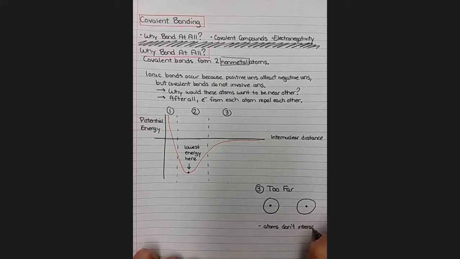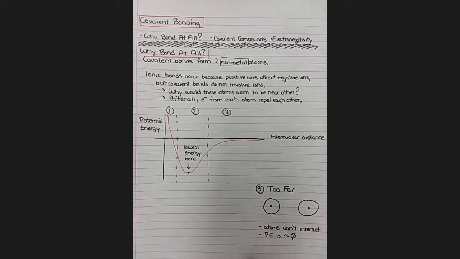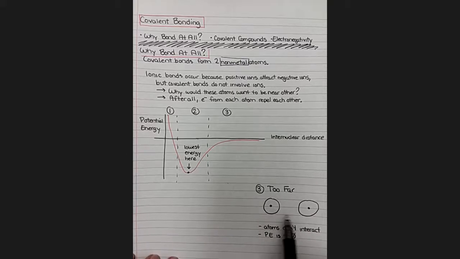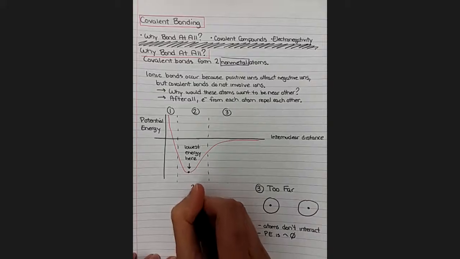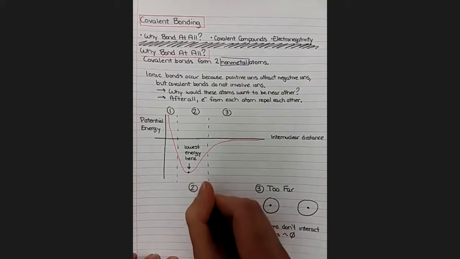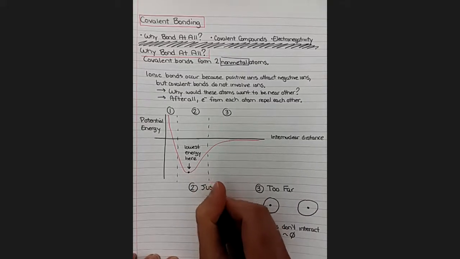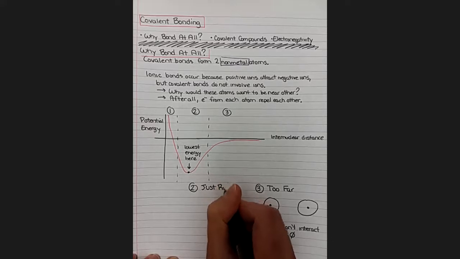And because they don't interact, that means the potential energy of the system is approximately zero. Nothing to see here, just two atoms on their own doing their own thing. And so that's not the lowest energy orientation in the diagram. The lowest energy orientation is in region 2, where the internuclear distance is just right.